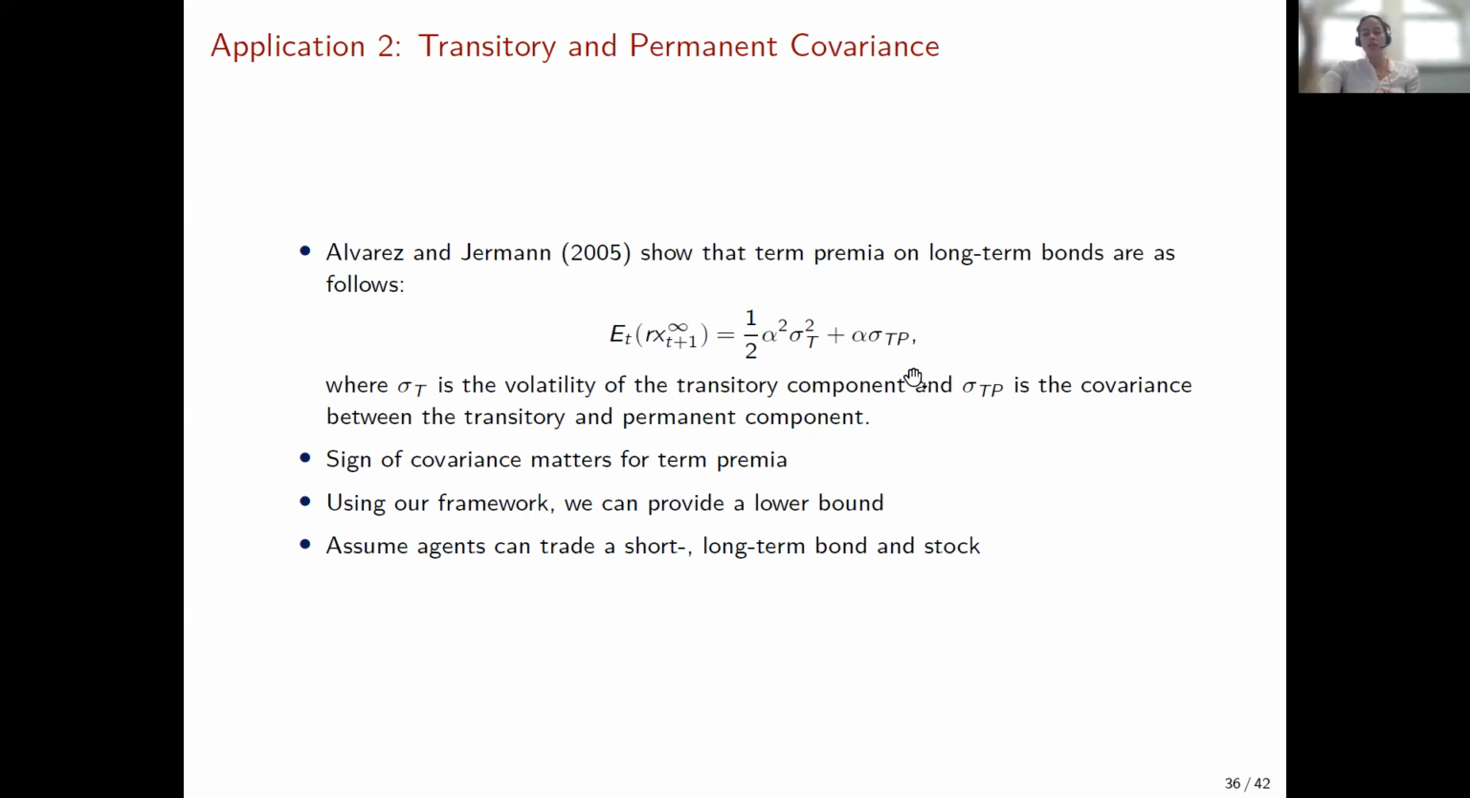So what we want to do here is, remember, I gave you an expression under log-normal conditions for what the bounds will be on the covariance between the transitory and permanent component. So what we did here is that we took short-term interest rates, a long-term bond, and returns on the S&P 500, and we just calculated what these bounds would be.